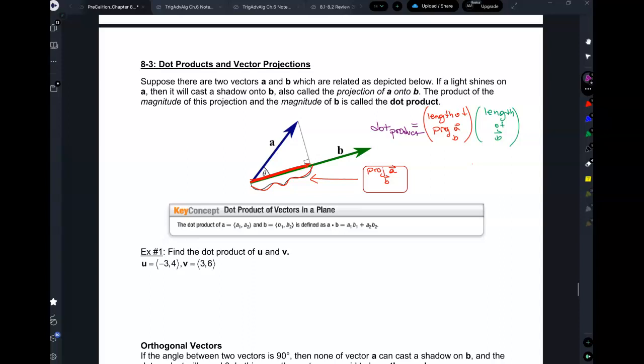The way to write it is just projection, P-R-O-J, A and then B as a subscript. This is a subscript. It's like a log base. It's like log base B or something, right?